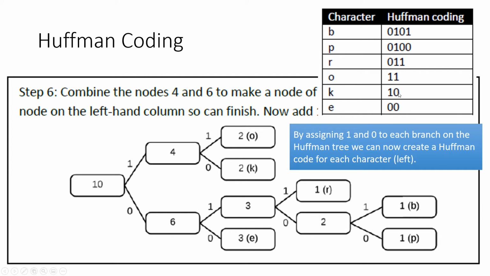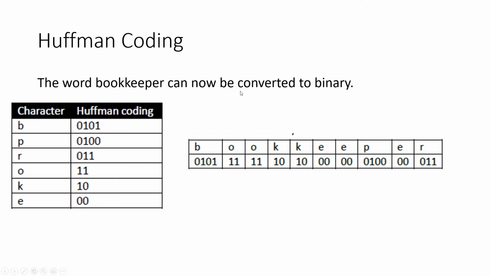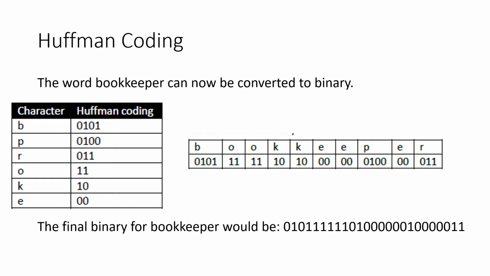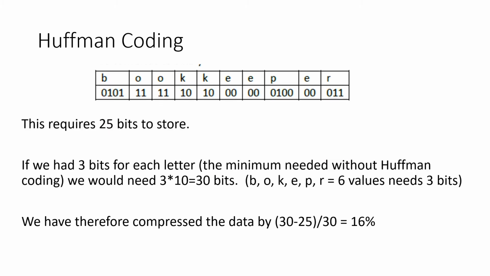So if you were now to write the string bookkeeper back out again, using the code you've got, it would be 0101, 11, 11, and just fill them all in like that. So the final binary number for bookkeeper would be this. So that would take 25 bits to store. Now imagine we weren't using Huffman. If we were using ASCII, remember it would be 10 characters, which at 7 bits each would take us 70 bits. We're going to try and do it even simpler.